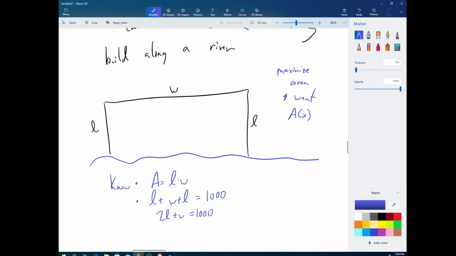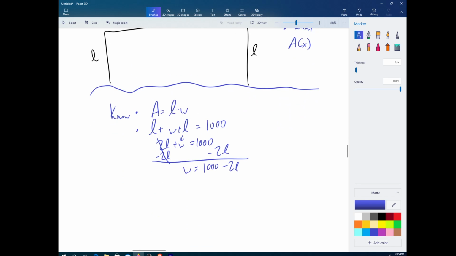And let's use this to solve for a variable. Let's go for the easiest variable. Let's subtract this 2L over. W equals 1,000 minus 2L. This means that now I can rewrite my area equation, replacing the W with things that have a different letter. So I've got L times 1,000 minus 2L.